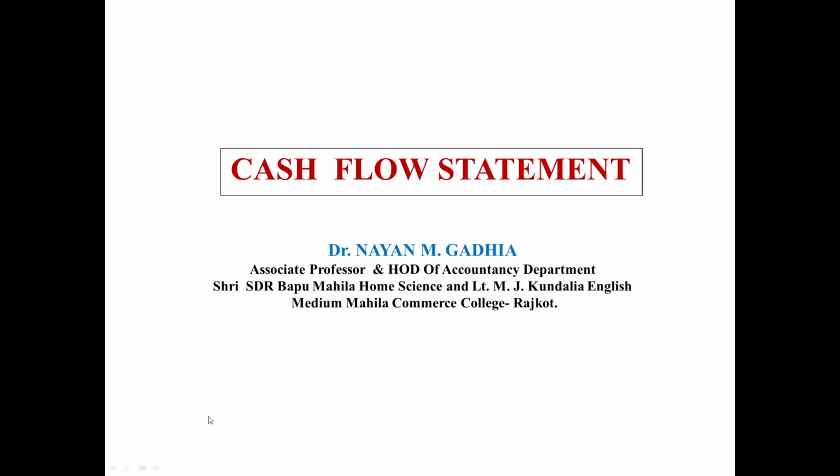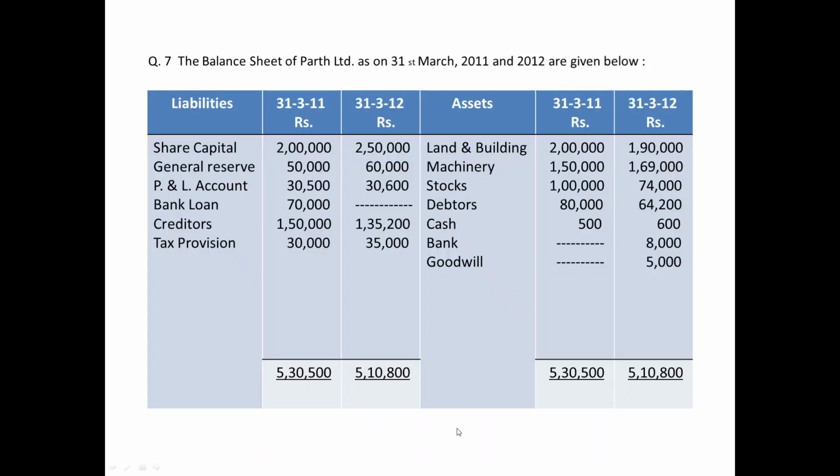Let us take one more question from Saurashtra University examination, March 2017 question paper, having at least one new point given in the question. Have a look at the question. Data has been given as usual. Balance sheets for a period of 2 years, one for the last year, another for the current year, and for 2012 we have to prepare the cash flow statement.